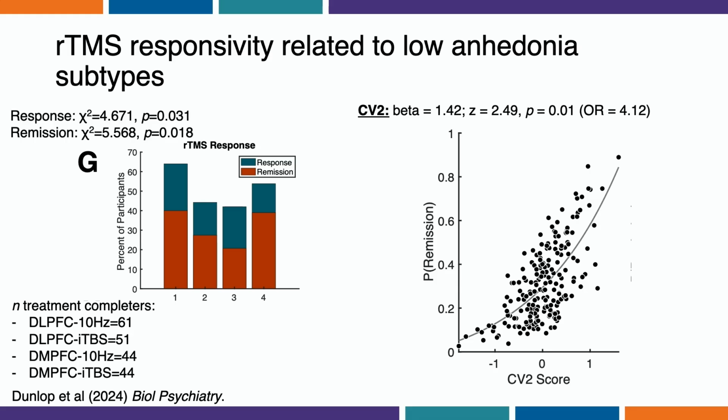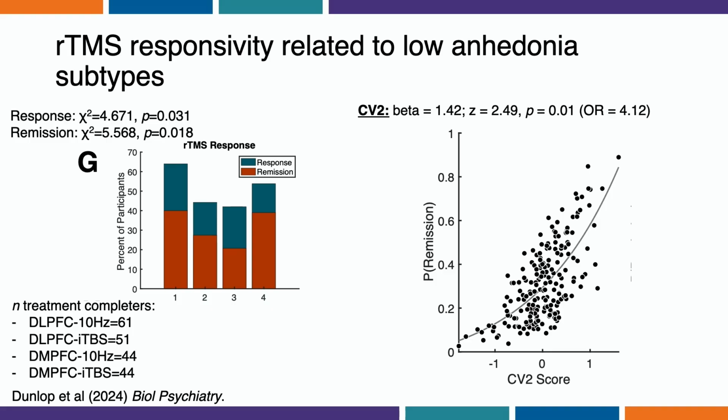And what we found, both using the categories, the subgroups, as well as continuously, was that anhedonia was related to improvement, such that if you had higher anhedonia, or belonged to one of the subgroups that had higher anhedonia, you were less likely to respond to TMS. And it didn't matter whether you received dorsomedial or dorsolateral, 10 hertz or intermittent theta burst. It was really this anhedonia dimension that predicted outcomes to all of those possible interventions.